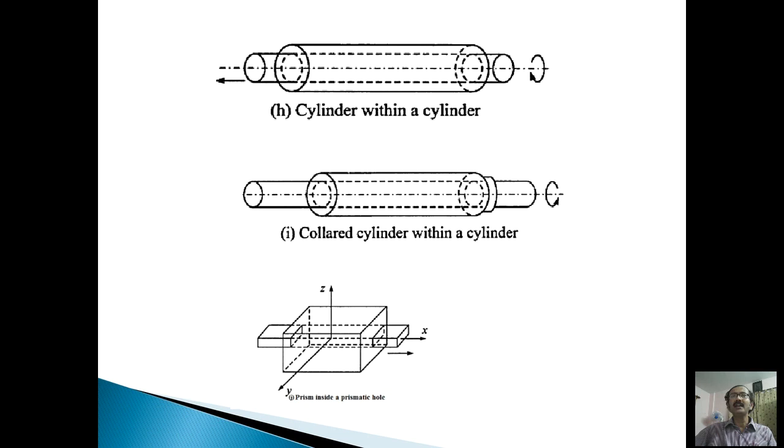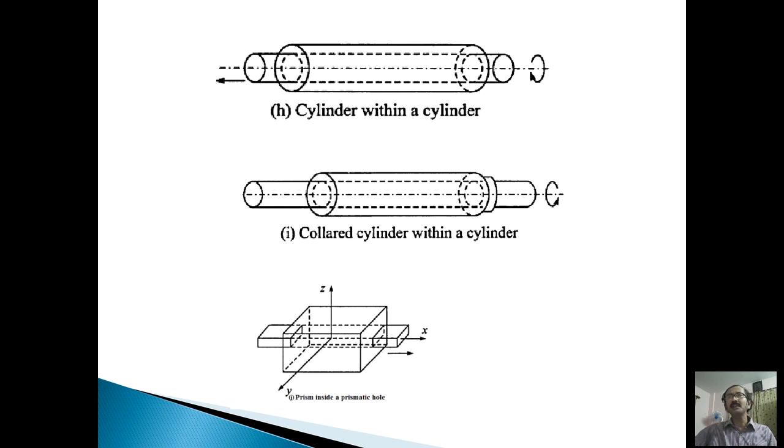Now in the next diagram, that is diagram H, a cylinder within a cylinder. So in this case, there are 2 restrictions in the translatory motion and 2 restrictions in the rotary motion. So the total number of restrictions is 4, and it is the class of pair 4 and the degree of freedom is 2.